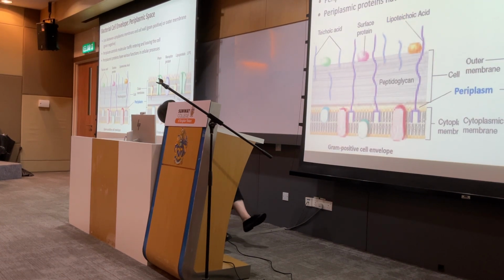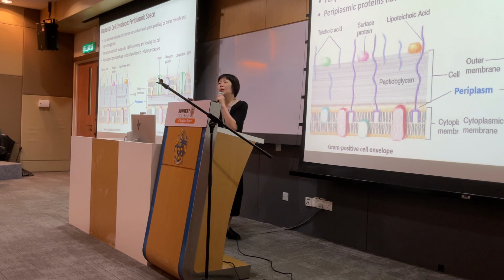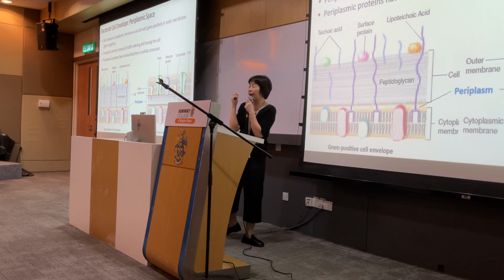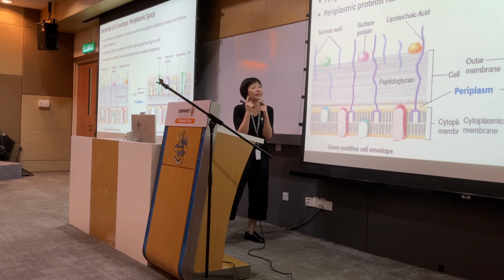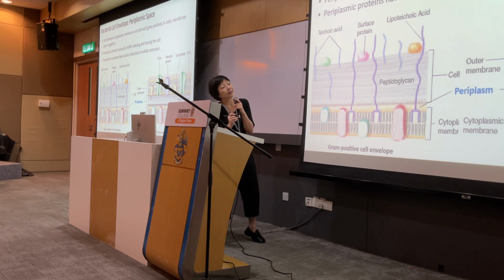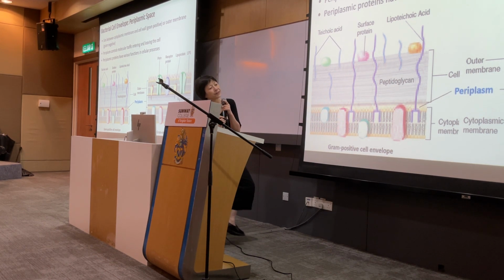Now, we have more fun. We talk about the periplasmic space. Where is the periplasmic space? The periplasmic space is at the center of the envelope. Both gram-positive and gram-negative bacteria have this periplasmic space. But it is more apparent in the gram-negative bacteria, they have a very obvious periplasm. This is the periplasmic space, between the outer and inner membrane.